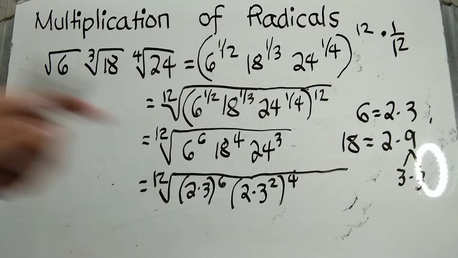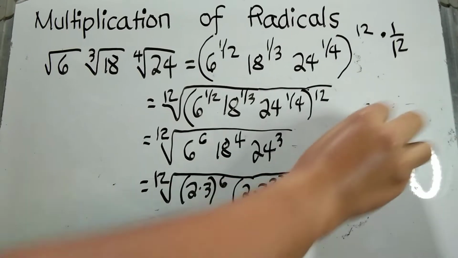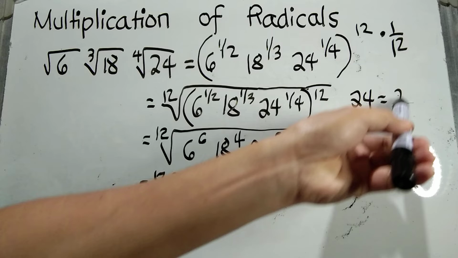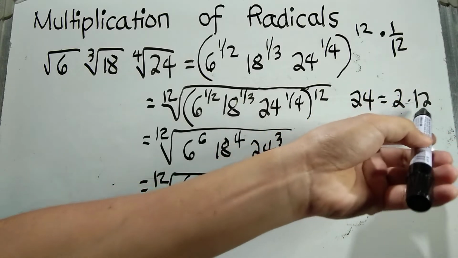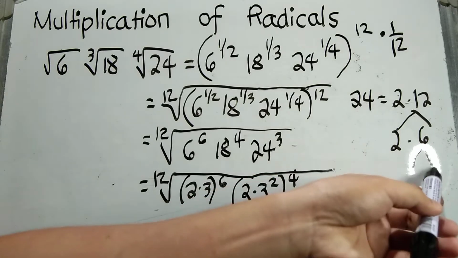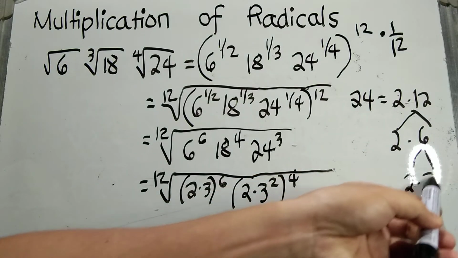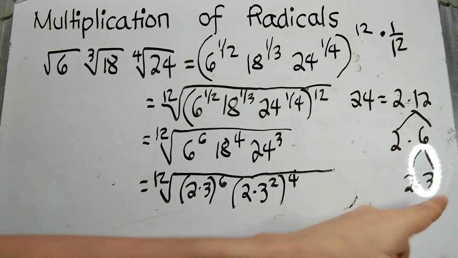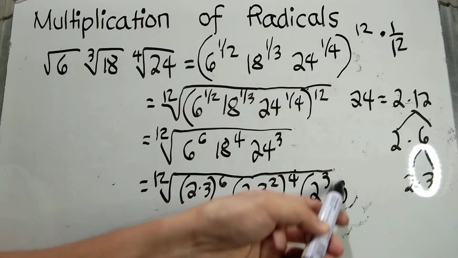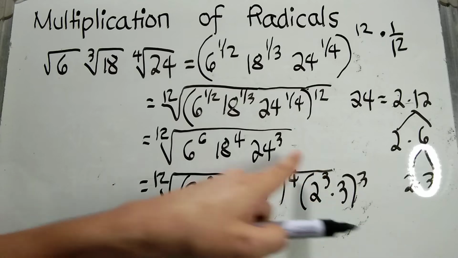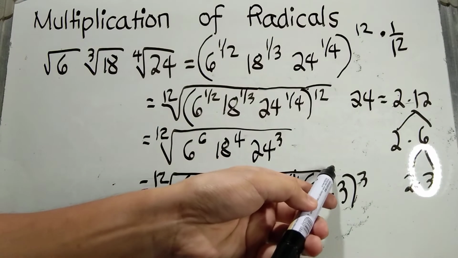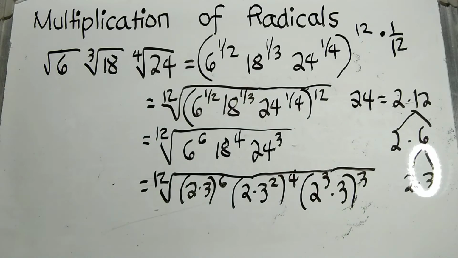And then when it comes to 24, we know that 24 can be written as 2 times 12, but 12 can be written as 2 times 6, but 6 can be written as 2 times 3. So you have 2 times 2 times 2 times 3, or this is 2 to the 3 times 3 raised to the power of 3. Do not forget your exponent. Now, why are we doing it like this?